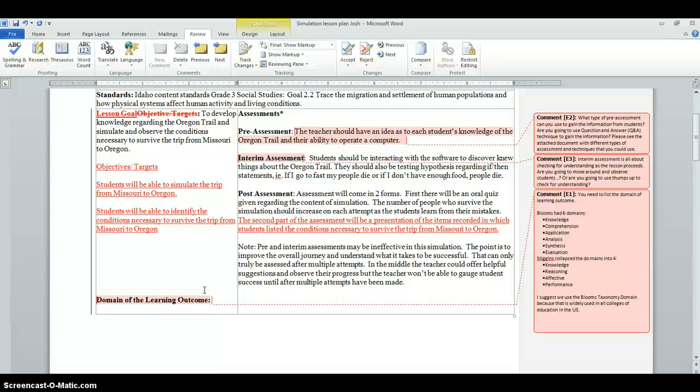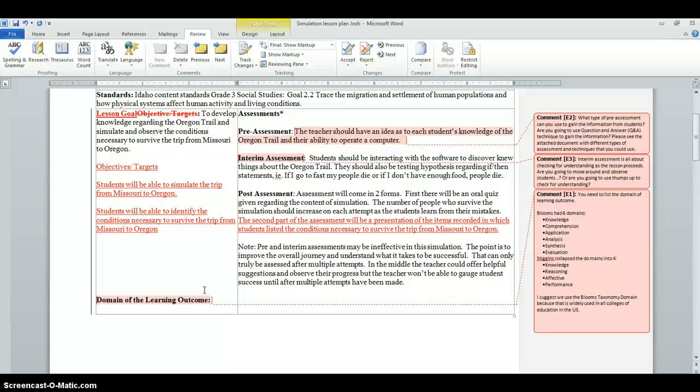What do I mean by alignment of standards, objectives, and assessment? So you look at your standard, what it is looking at: tracing the migration and settlement of human populations and all the stuff, fine. Your goal of the lesson or objectives, are they aligned? Yes, there's some alignment because you are still looking at knowledge regarding the Oregon Trail, settlement and movements of people from one place to another.